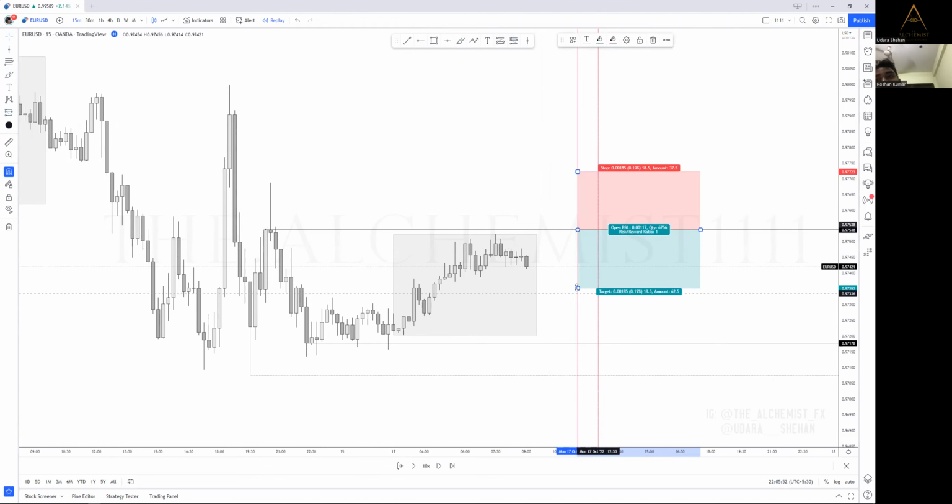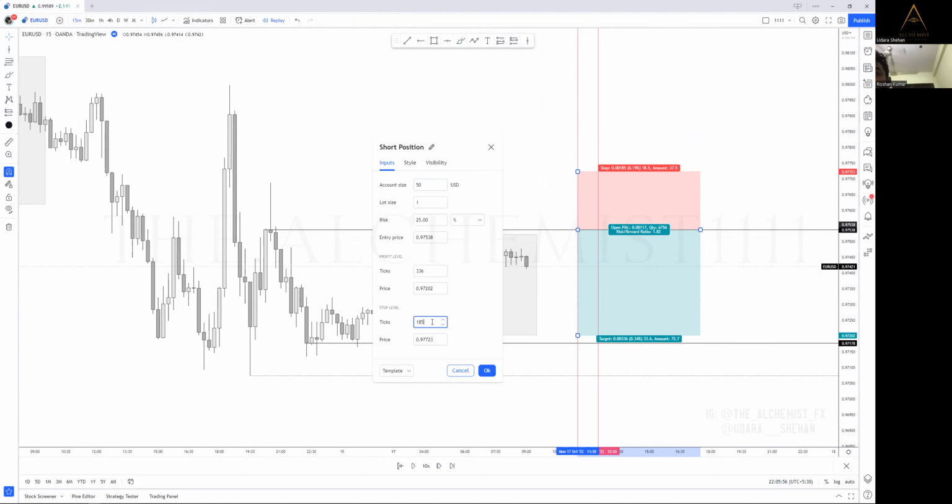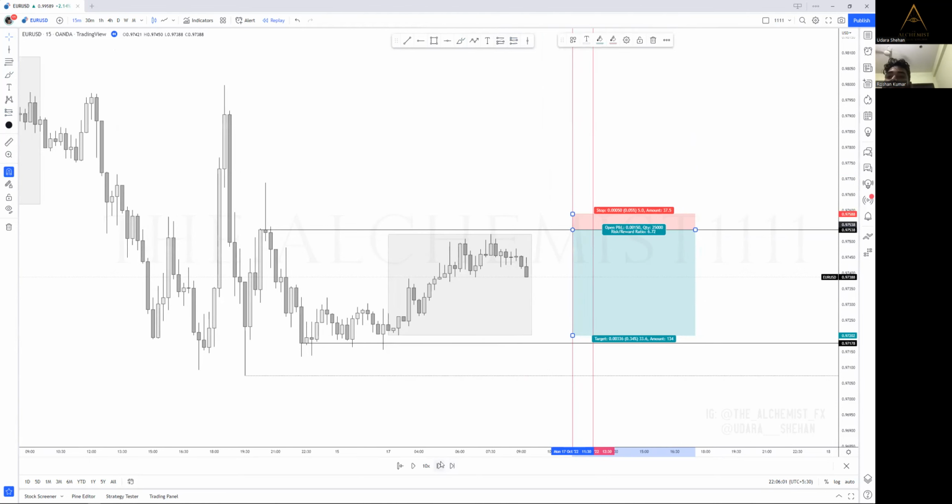We're selling it. Where do we target? Asian low, right? Asian low. You can have like a 5 pips standard lot size. So what happens? Wait, patiently wait.